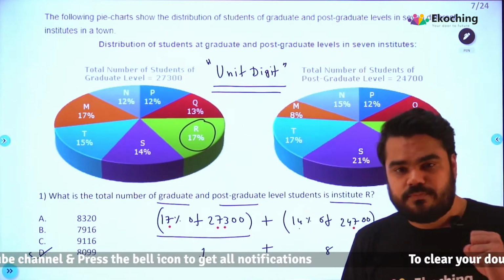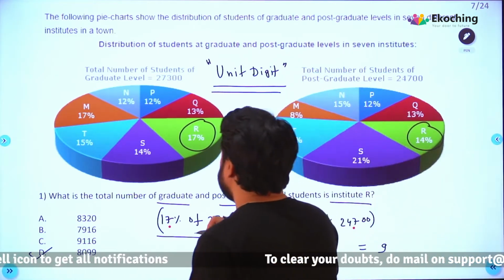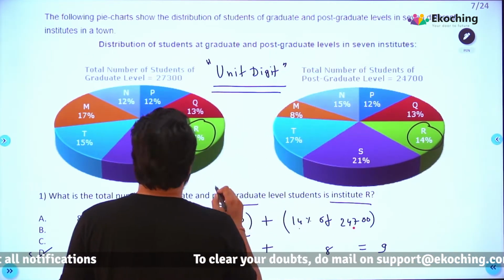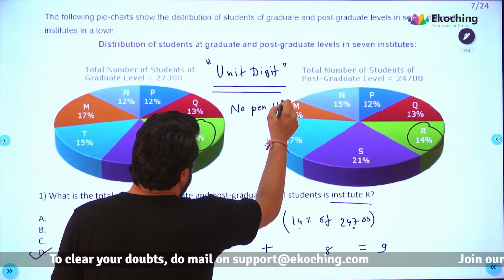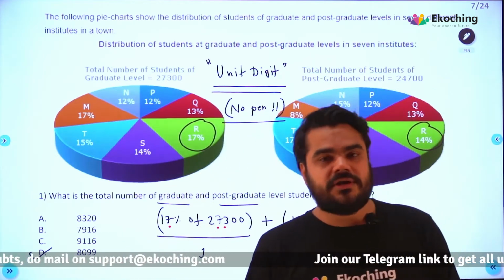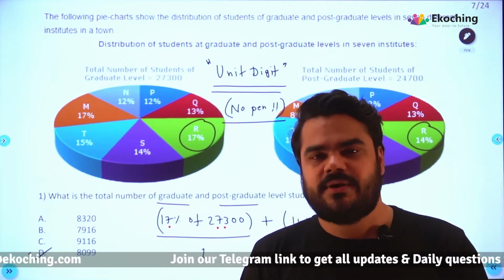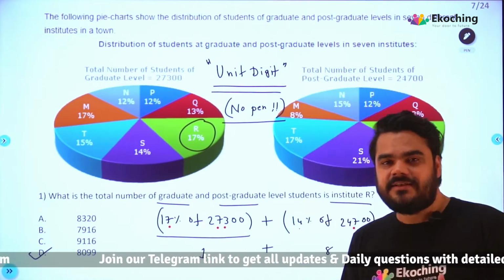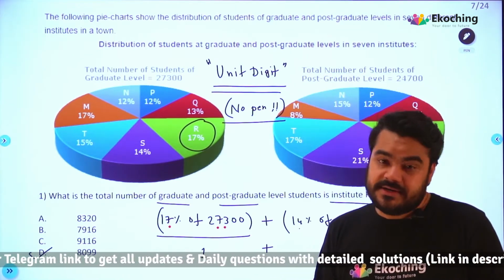Why? Because if you think about it, you can actually find the answer without using pen. So can you imagine this question to be a no pen question? I would say yes. Because ultimately I'm supposed to find the unit digit of 2 single numbers. That can be done very easily. Right? So this is a no pen question. It could have been done very easily, under 30 seconds as well.